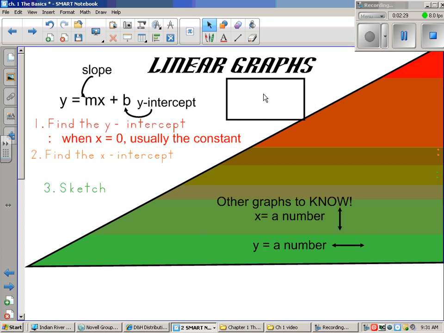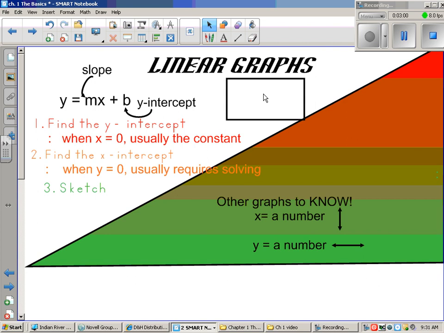In the case of the y-intercept, that's when x equals 0. It's usually the constant. Isn't that the same as you found with quadratics? When you look at this equation, y equals mx plus b, that number that's by itself without an x term, that's the y-intercept. It's the same for lines as it is for quadratics. No coincidence there. Okay, how about the x-intercept? The x-intercept is when y equals 0. And that usually requires some sort of solving. Not much when we're talking about lines, but it does. And then we, of course, sketch it.